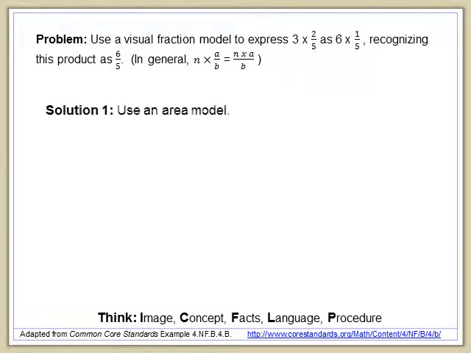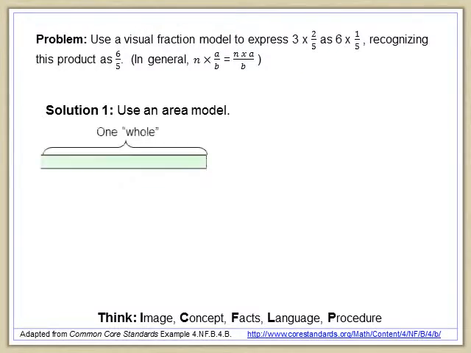We'll begin though with an area model or a bar model, and we'll represent one whole unit as this green rectangle. If we split this into 5 equal parts, then each one of these parts is equal to 1/5 of the whole. It represents 1 out of 5, so it's 1/5 of the whole, and we write that symbolically as 1/5.